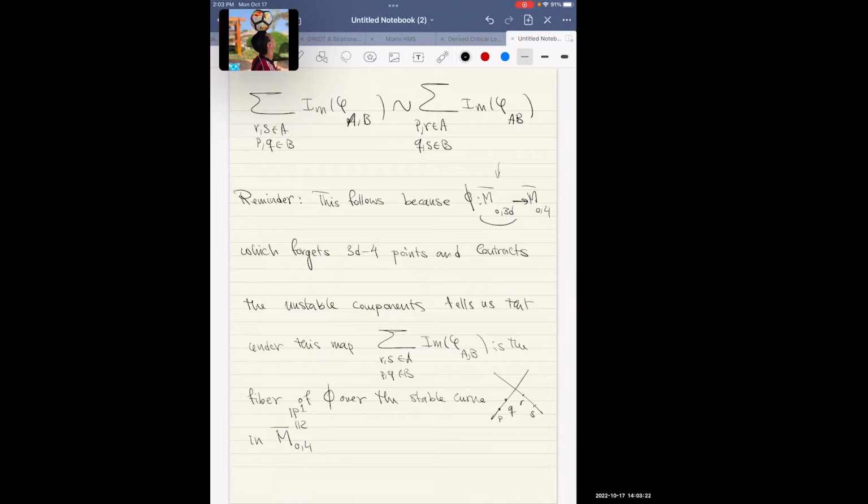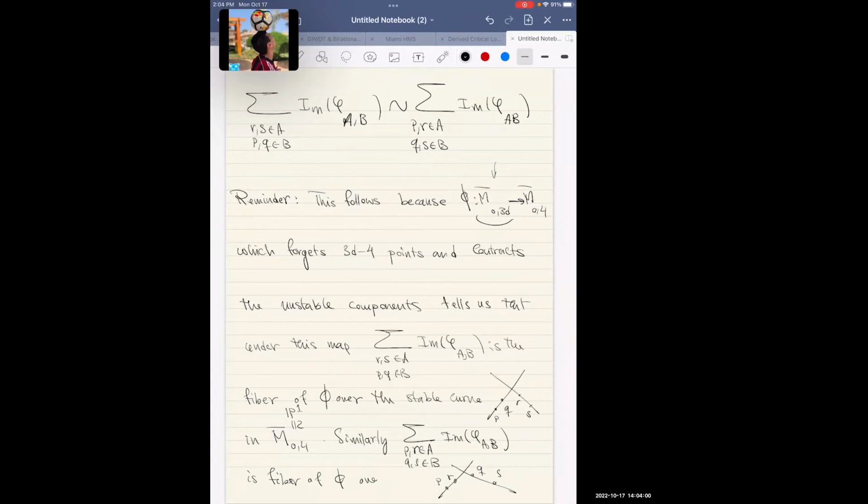Yeah. So similarly, the sum over P Q, P R in A and Q S in B of the image of phi A B is the fiber of phi over, well, now you kind of know what point, okay, what is it, P R and Q and S, right? As easy as that. Yeah.